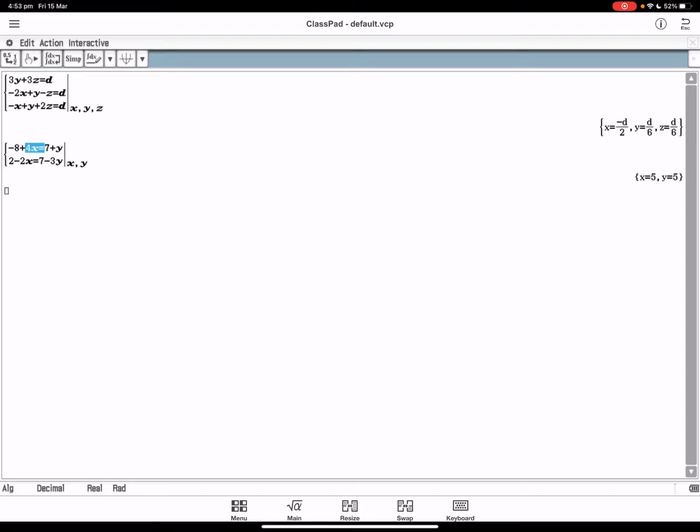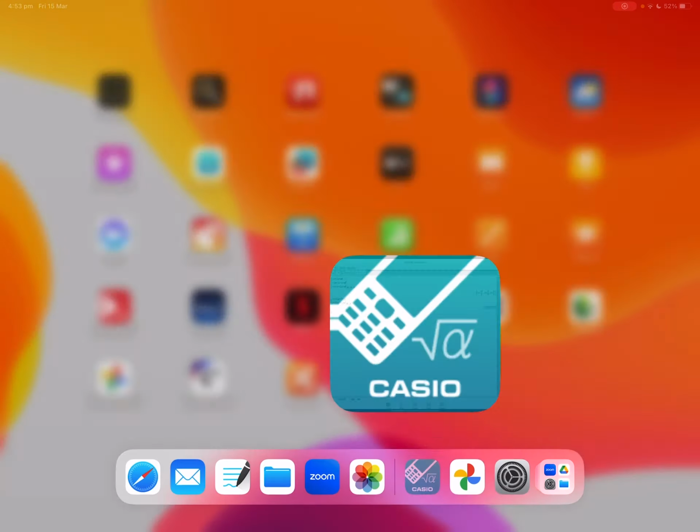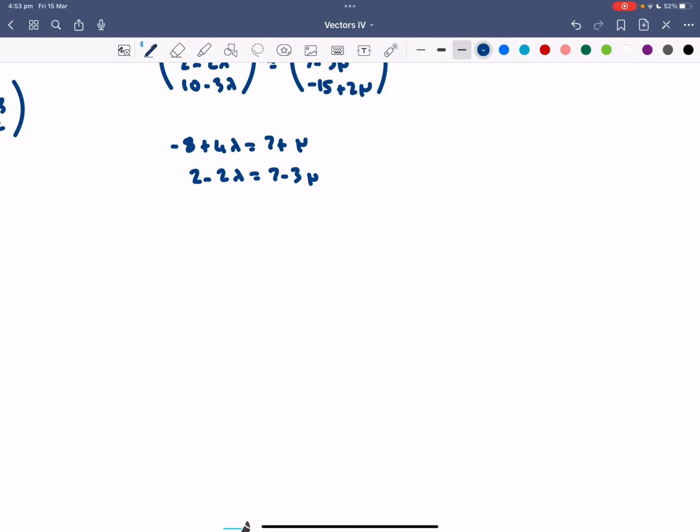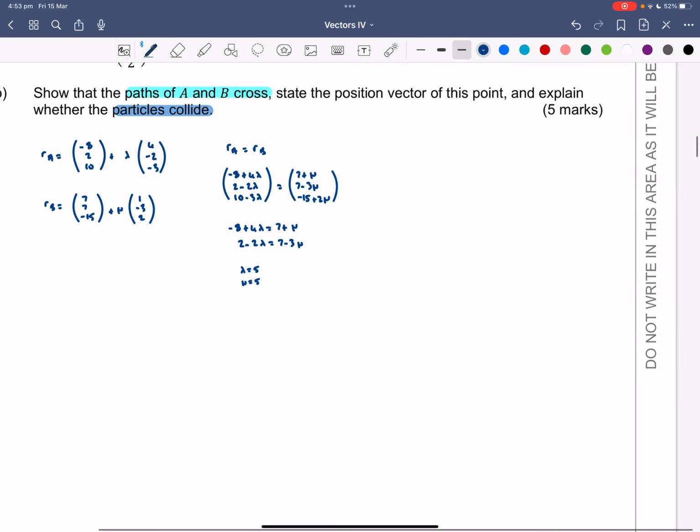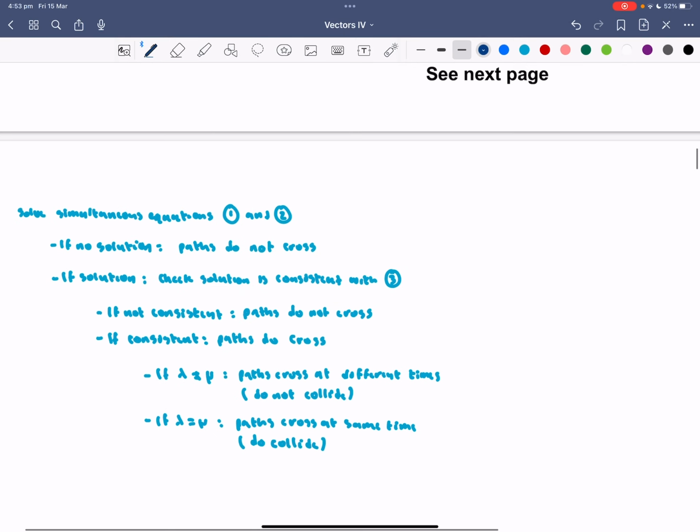-8 plus 4 lambda is 7 plus mu, and 2 take 2 lambda is 7, take 3 mu. We get lambda equals 5, mu equals 5. Lambda equals 5 and mu equals 5. So the first thing that I need to do, there is a solution.